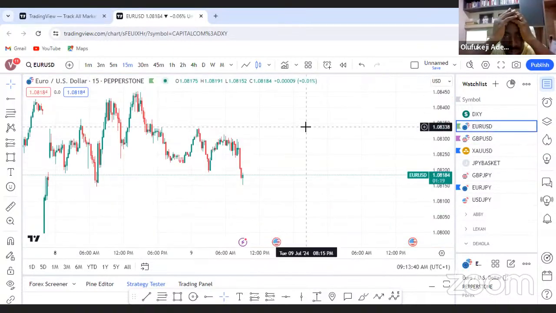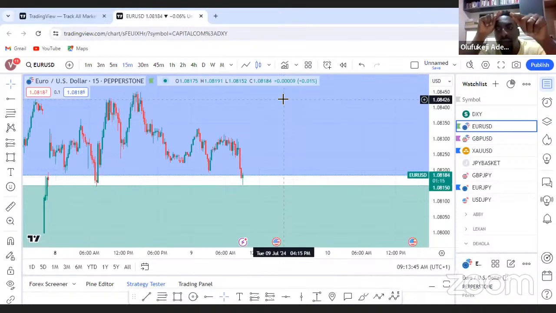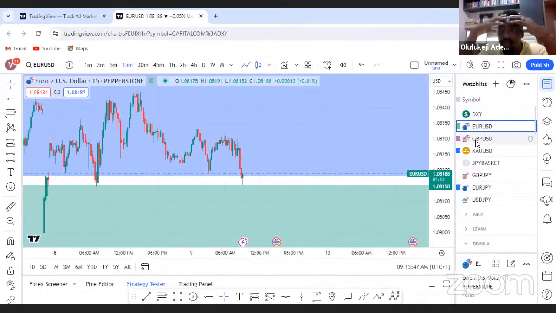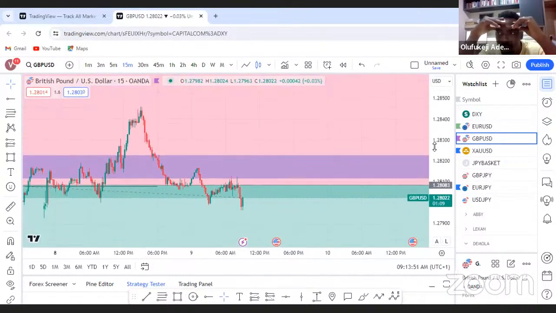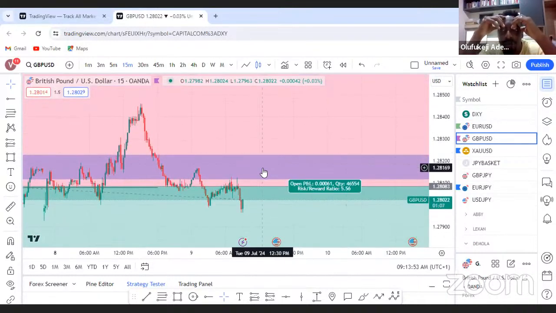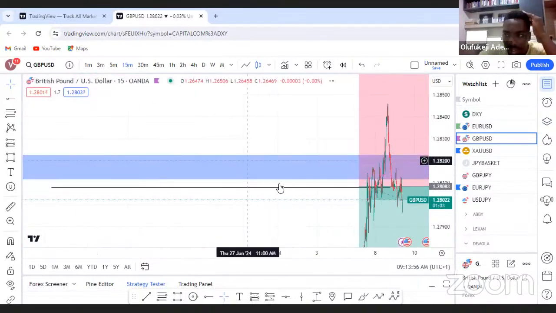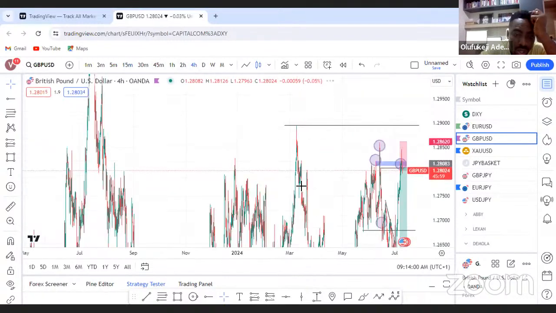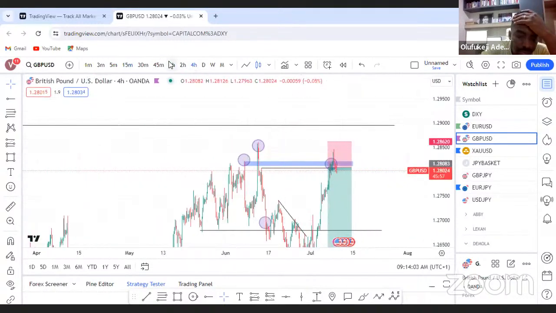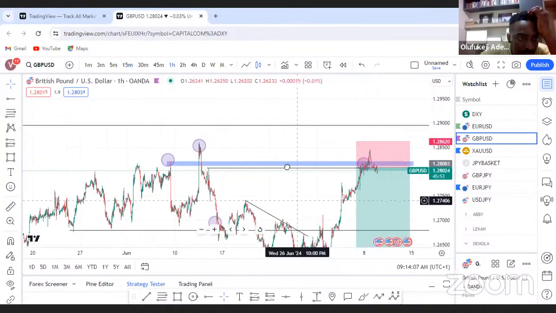I'm selling GBP USD from yesterday from about 1.2820 levels. I'm selling it. And why am I selling it? It's very simple. Show me GBP USD on the 1 hour time frame.